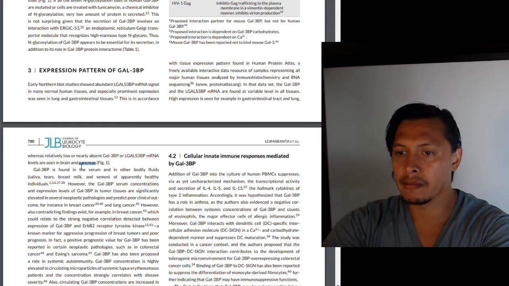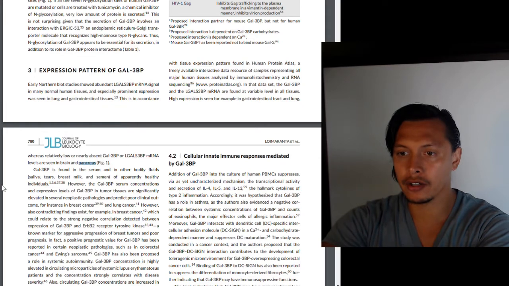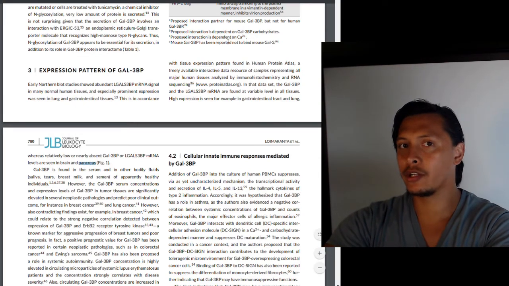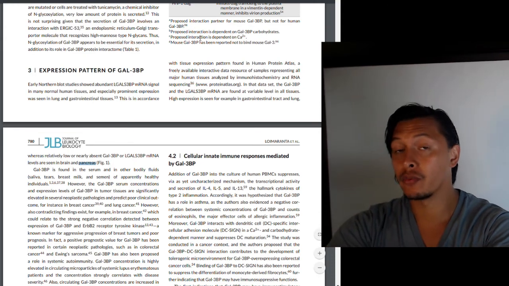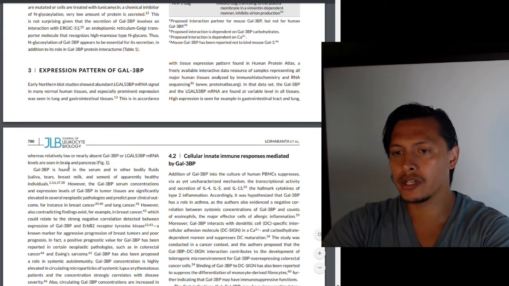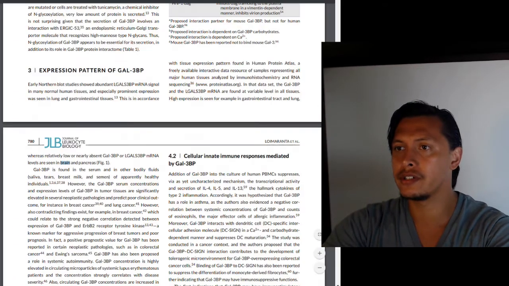That is interesting. I might have to come back to that later. So galectin-3, not the binding protein, the original galectin-3, I believe plays very important roles in neurodegenerative diseases.